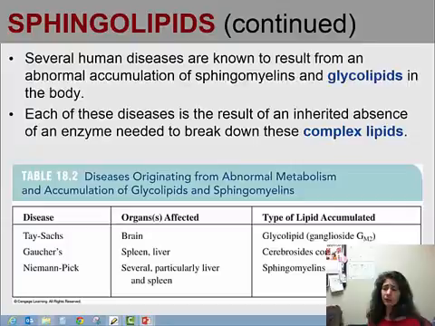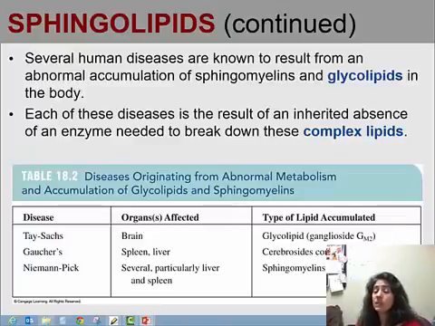And so you can see that you can get Tay-Sachs disease, Niemann-Pick disease. You can see what organs they affect. And all of these mean that your body is accumulating sphingomyelins or glycolipids because the enzyme your body needs to break these down into their parts and pieces and reuse those parts and pieces for other parts of the body is either missing or it's not working right. You can see it's an inherited disease, so we can have mutation, but generally we're looking at a genetically inherited disease here.